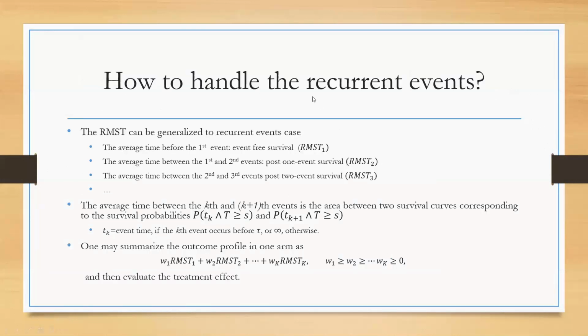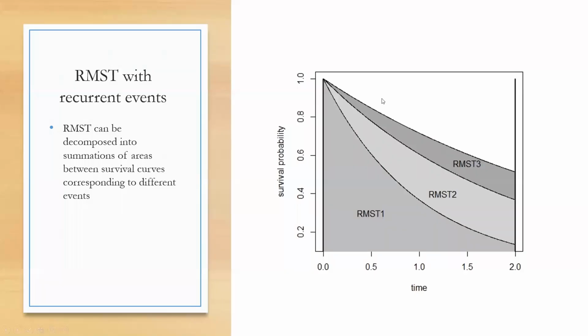And also RMST can be extended to handle recurrent events. So in this case, you can see basically this is time to the first event, time to the second event, time to the third event. The RMST can be summarized into, essentially we split this space into several regions. The RMST essentially is the area in each of those regions, right?